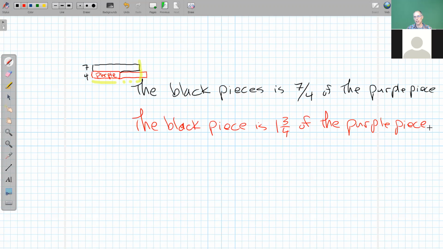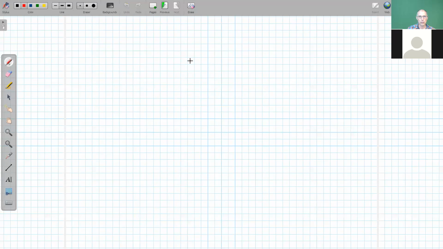All right, questions on that comparison there. So we can compare small to large with division. We can also compare large to small with division. Questions? Okay, no questions in the moment.